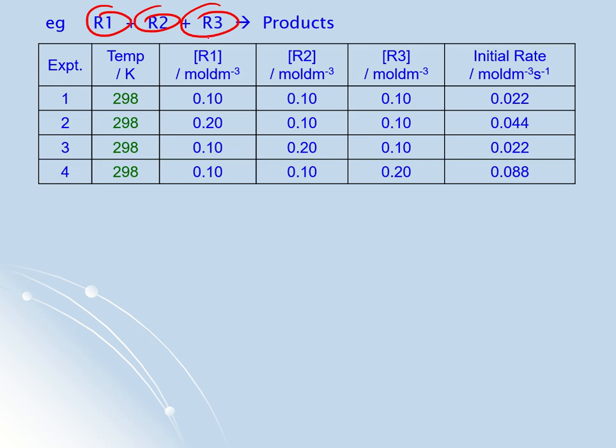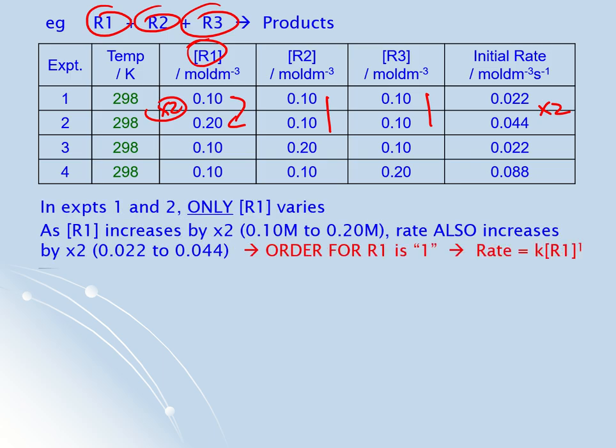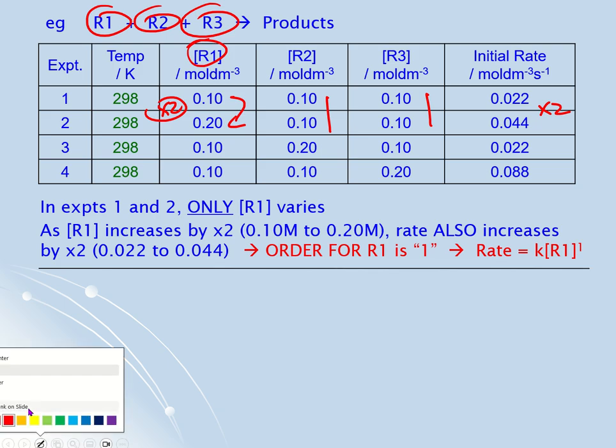First one, for R1, I'm going to look at experiment 1 and 2, because R2 and R3 remain the same. So any change in the rate is only because of R1. That has, of course, doubled. If we look here, this has, of course, doubled. So therefore, you should be able to work out that the order with respect to R1 is, of course, first order. Let's go and deal with R2 now.